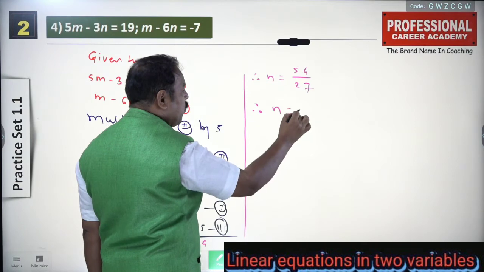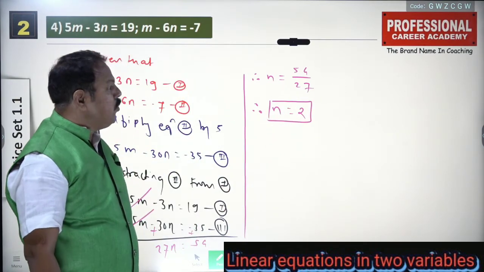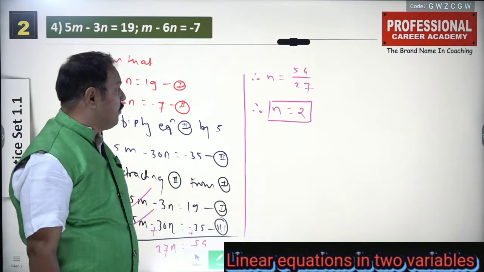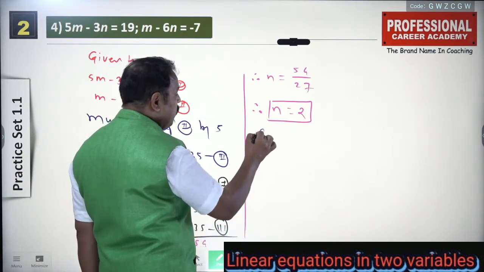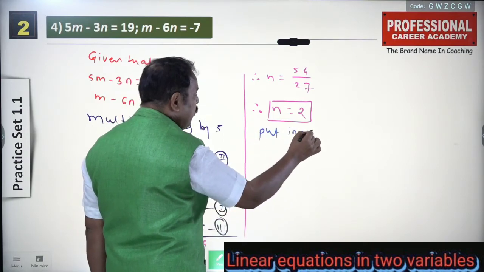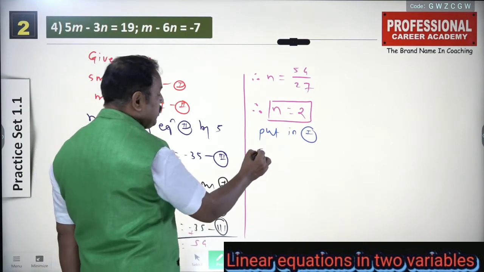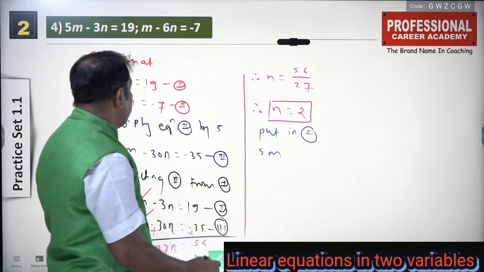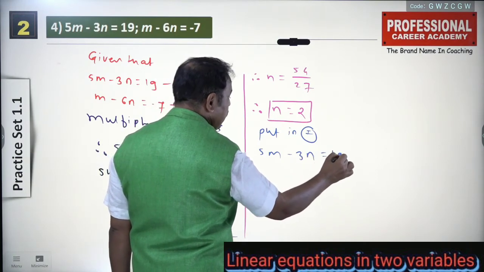Therefore n is equal to 2. We got the first value. Now put this value in equation 1, 2 or 3. Let's use equation 1: 5m minus 3n is equal to 19.